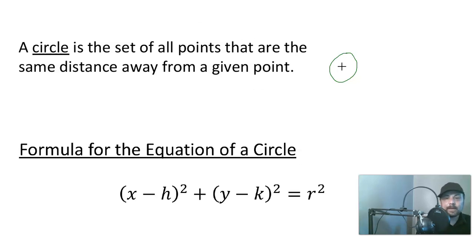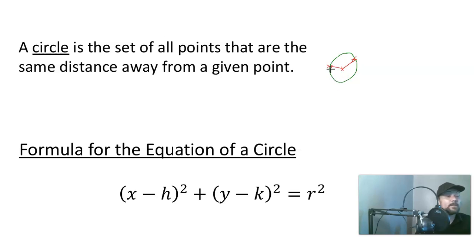We have a point in the middle, which actually is not part of the circle, but it's what we're measuring the distance relative to. Right, so we have this point in the middle, and then every point on the circle is the same distance from that point in the middle. So whether I pick this point here or this point over here, the distances are going to be the same, right? This distance should be the same as this distance.